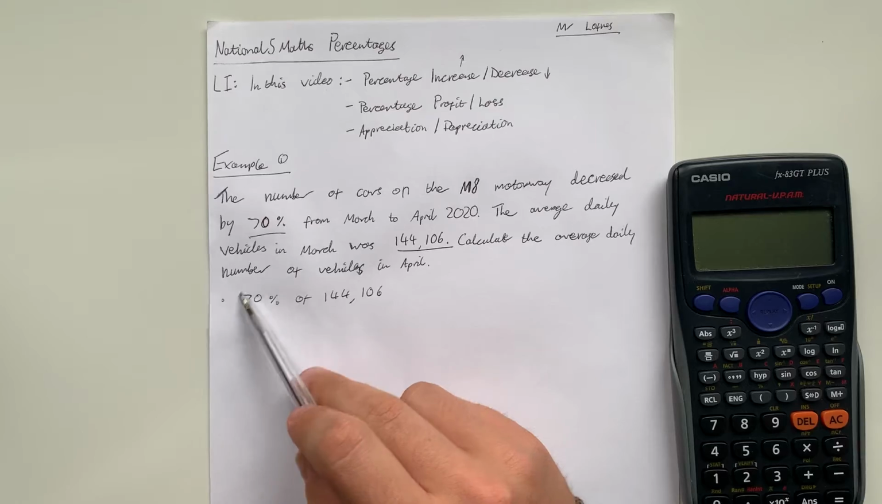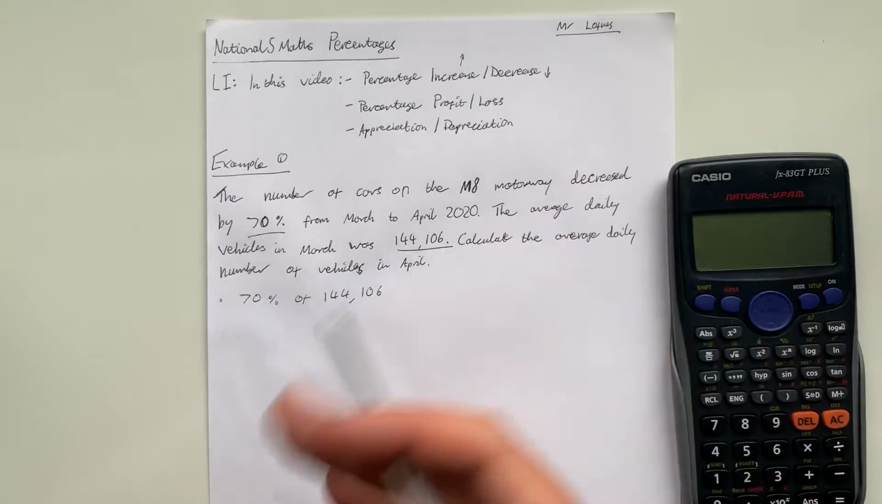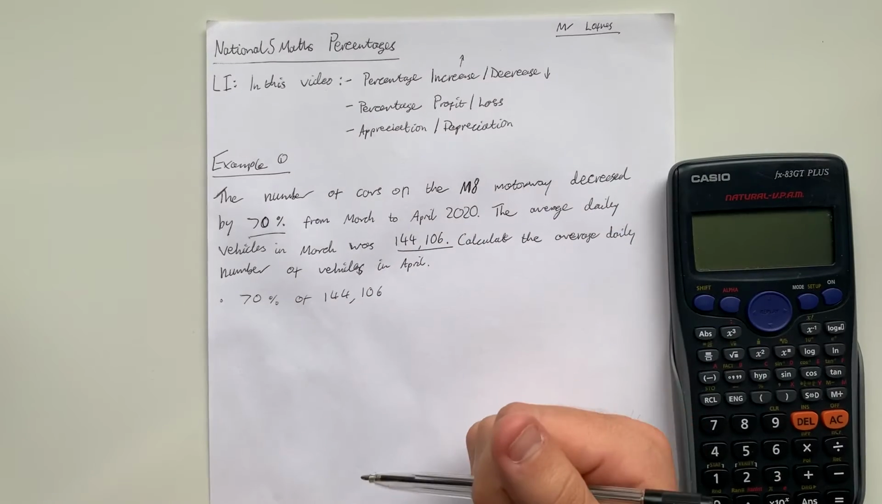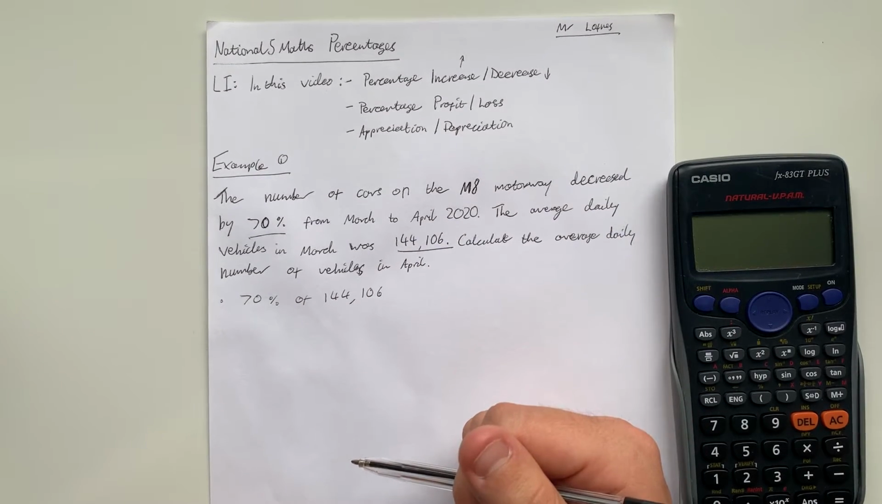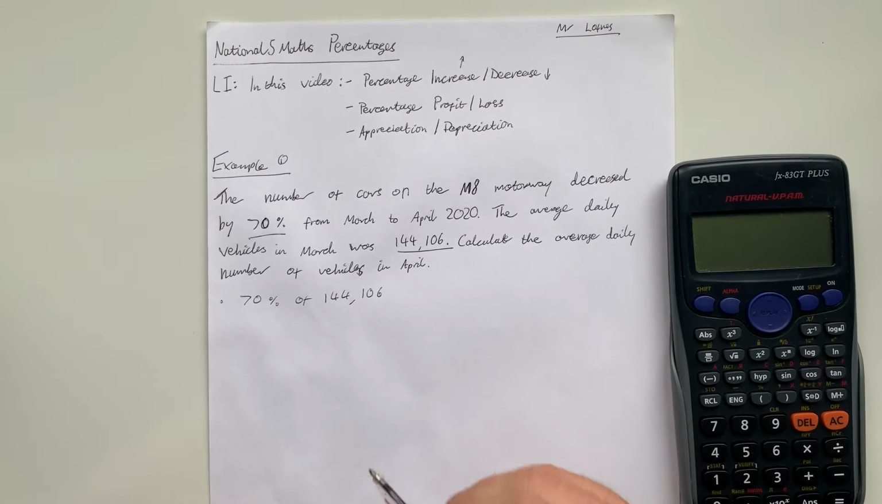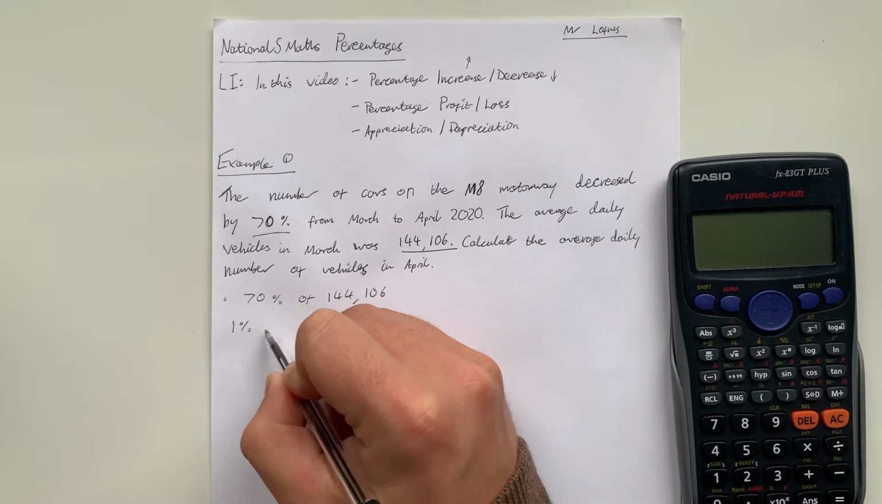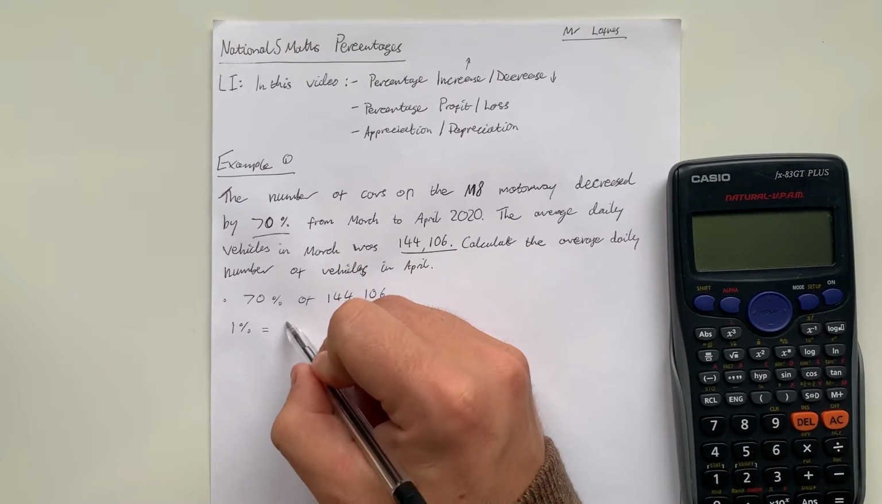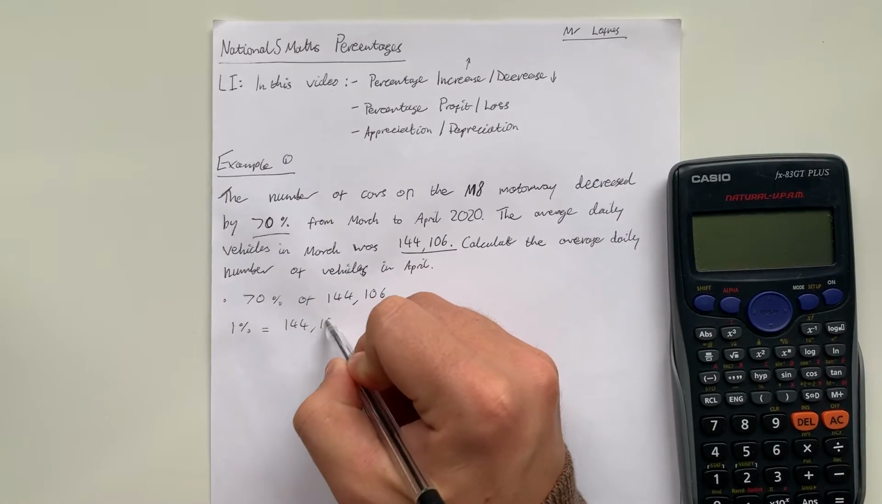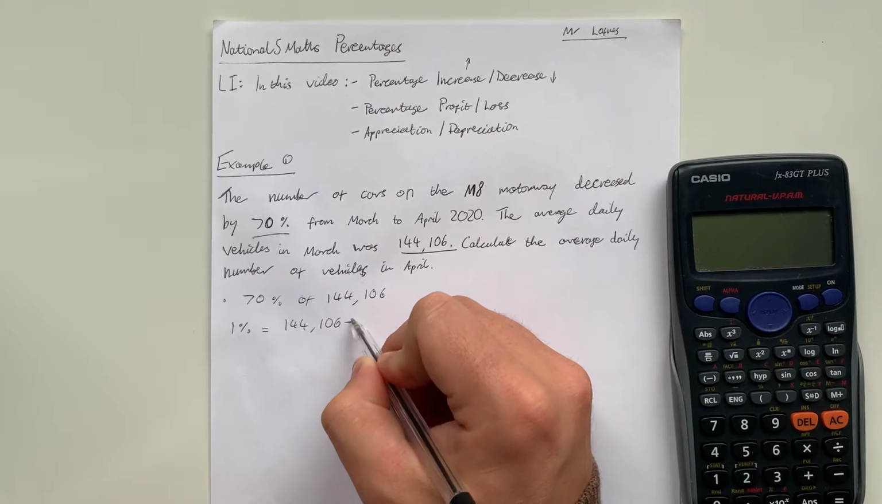Now, 70% is a nice round percentage. You could find 10%, multiply it by 7, then take it away, and that would work. But we have our calculator here, so let's just do it the way that we did there. So let's find 1% first. So 1%, we're going to take 144,106, and we're going to divide it by 100.